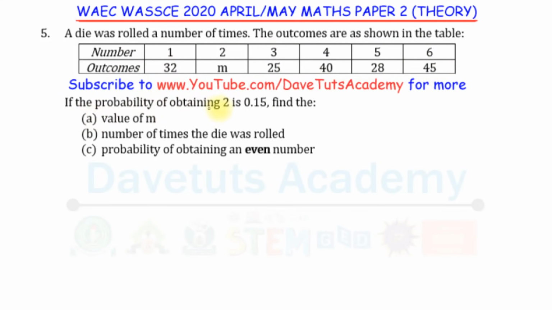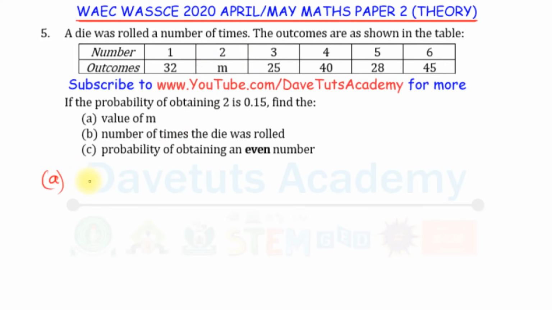Now we are told that if the probability of obtaining 2 is 0.15, we are to find the value of m, the number of times the die was rolled, and the probability of obtaining an even number. So in the first case, if we were to look at the value of m, we are told that the probability of obtaining 2 is 0.15, and here when we look at the feature for the number 2, the outcome is being denoted by m, and we don't know what that m is.